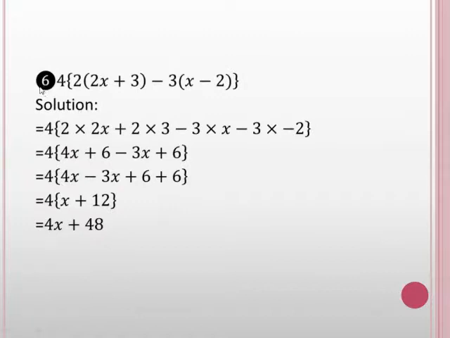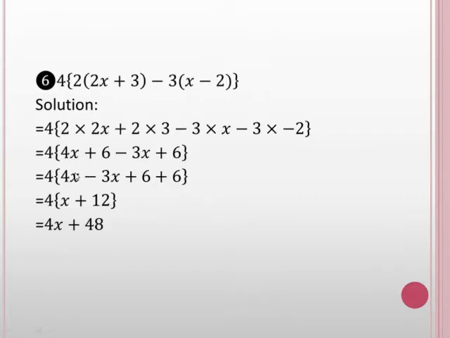Now question number 6 from the same exercise, which is 4, curly bracket, 2 multiplied with 2x plus 3 minus 3 multiplied with x minus 2, and the round bracket closes and the curly bracket here. The solution starts here. Now firstly we remove this round bracket, but 2 is multiplied with each term, so here we write 2 multiplied by 2x plus 2 multiplied with this 3. Minus 3 is multiplied with each term, so we write minus 3 multiplied with this x and minus 3 multiplied with this minus 2. Now we multiply 2 with 2x to get 4x, plus 2 times 3 is 6, minus 3x, and plus 6.